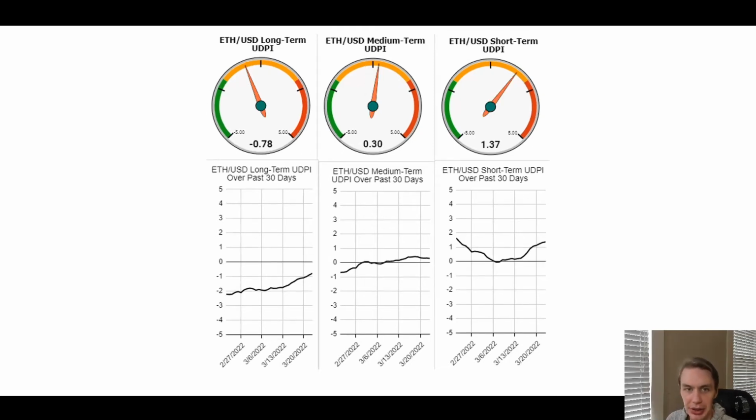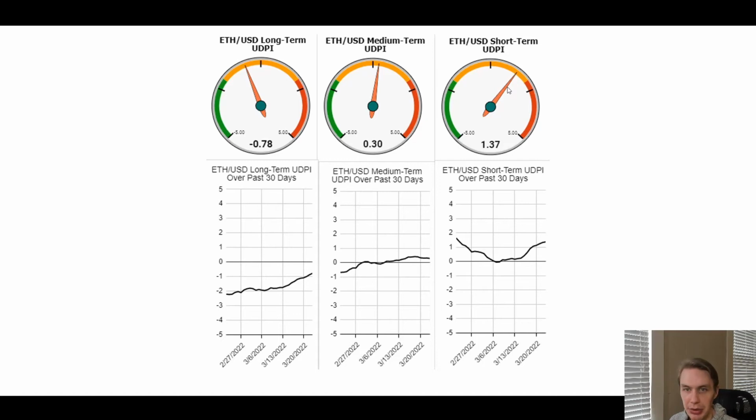So let's talk about ETH also. ETH is telling a largely similar story to Bitcoin with just some slight variation. You'll see that the ETH long-term UDPI is a little bit higher than the Bitcoin one, at around -0.78. Medium term is at 0.3. Short term is at 1.37. The way I interpret this is that in the long term, the model still thinks that ETH has more upside than downside potential. That's realistic, but it's trending back towards that midpoint.